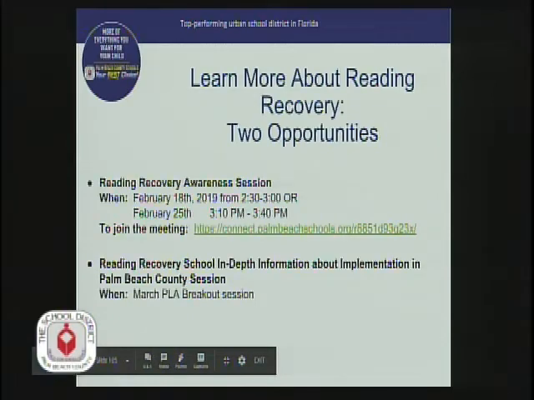We have spots for 12 teachers, and that's it. So I anticipate that we'll go quickly because those of you that know reading recovery know how powerful it is. I'm certainly not making anyone do it because I anticipate those 12 spots will go incredibly fast. So 2 awareness sessions and then a breakout session during March. The rest of the information is in the PowerPoint. I will answer all further questions during the Adobe Connects.